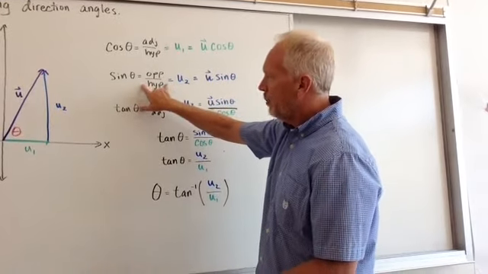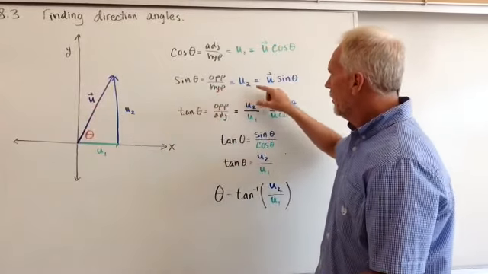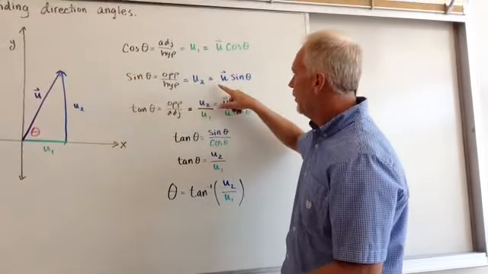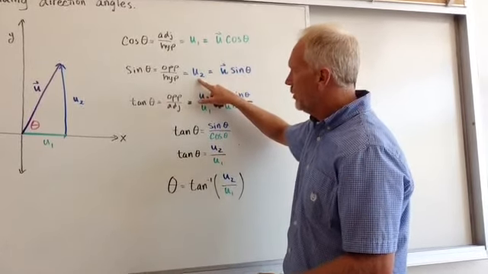For our sine, we're going to use u sub 2. If we, again, take the hypotenuse, which is u, in our right triangle, and we multiply that by the other side, we'll get u times the sine of theta is equal to u sub 2.